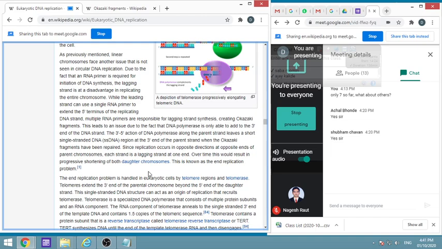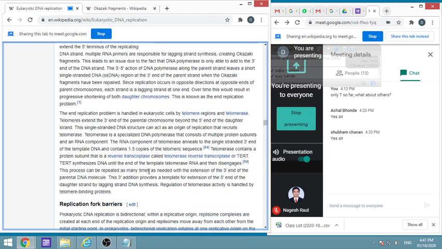They are particularly related to the lagging strand. There is a disadvantage in replicating the entire chromosome. The leading strand is continuous, so it can use a single RNA primer, as we have seen, and multiple RNA primers are there in the lagging strand. These are the Okazaki fragments, which we also saw just now, and they lead to an issue because DNA polymerase is only able to add in one direction, 5' to 3'. So these strands are made, and they result in progressive shortening of both daughter chromosomes, and this is known as the end replication problem.